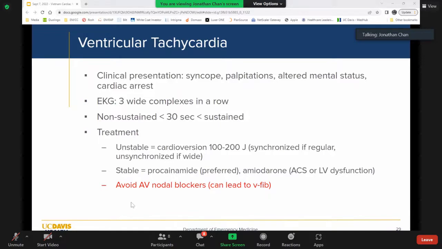Amiodarone is actually preferred in ACS, in anyone with a STEMI or an NSTEMI, or any kind of chest pain, or left ventricular dysfunction, where something with their heart is not working very well. You do want to avoid AV nodal blockers, things like calcium channel blockers or beta blockers, because that can actually lead to ventricular fibrillation, which is when the ventricles are not even contracting in an organized rhythm, and that can really lead to cardiac arrest.